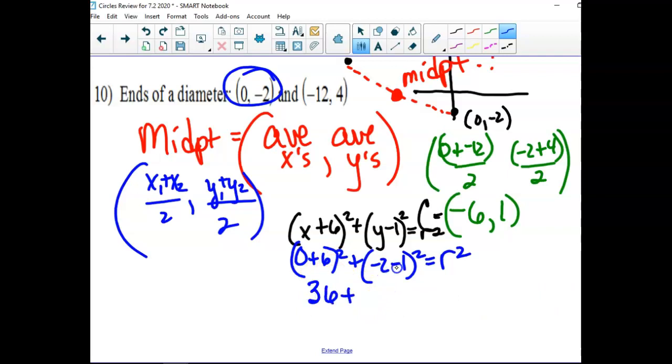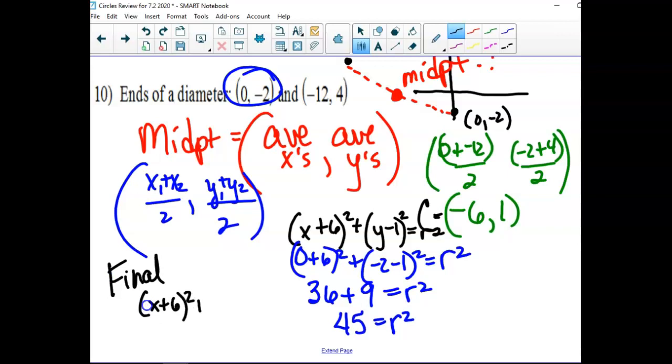And this would be negative 3 squared would be 9, right? So we get 45, which is not a nice perfect square, but doesn't matter because we just wanted the equation. What is the equation of this circle? Final answer, x plus 6 quantity squared plus y minus 1 quantity squared equals 45.